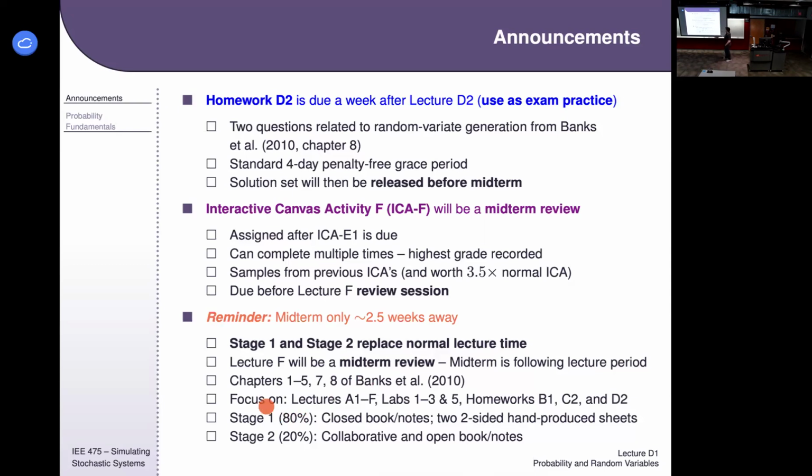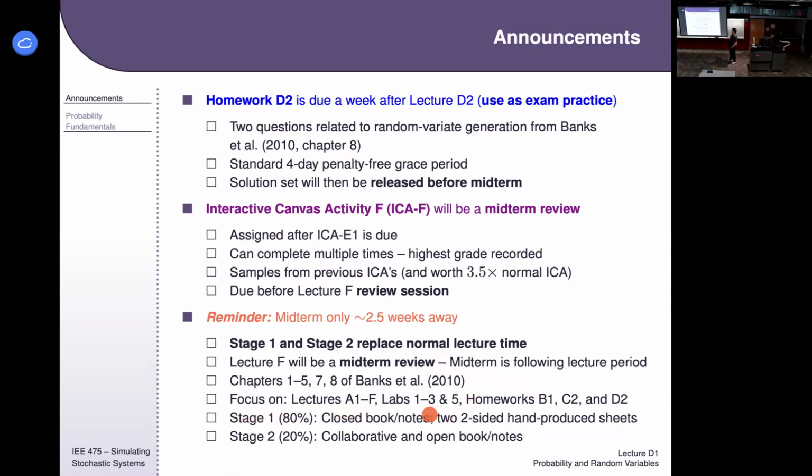That midterm's over these chapters of the Banks book, which is basically units A through E, and the big focus is on lectures A1 through F, labs 1 through 3 and 5. So I'm not planning on talking about really NetLogo. I might bring up agent-based modeling in one question, but that's kind of it. And then your homeworks B1, C2, and D2 are really good. If you can ace these homeworks, then you'll be really well suited for that midterm. So that's just summarizing here.